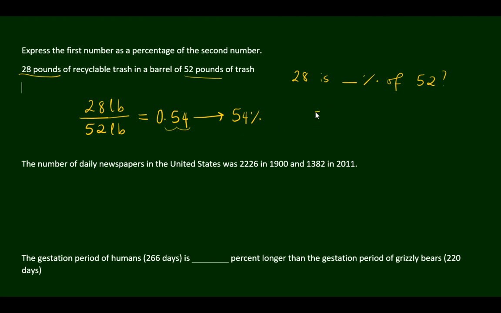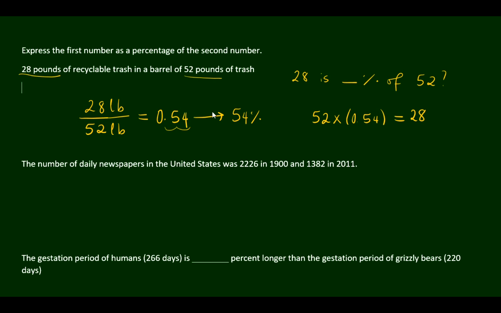You can check it easily. 52 times 0.54 is going to give you 28. Then that's what you simply solve. So that's how I got that percentage. This is the first problem.